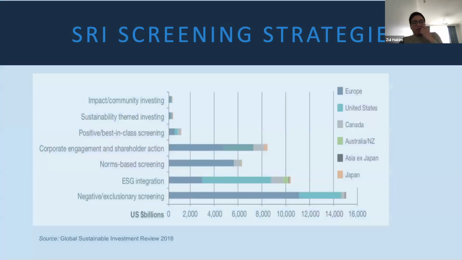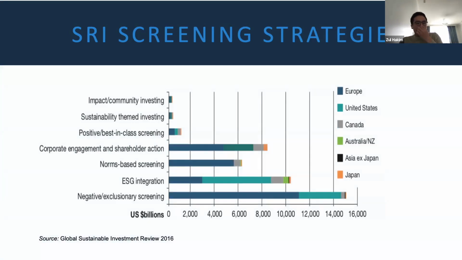This is just an overview of the SRI screening strategies market right now. We can observe, like I mentioned before, that the ones mostly practiced are ESG integration and negative exclusionary screening. Negative exclusionary screening is mostly practiced in Europe, whereas ESG integration is mostly practiced in the US market.